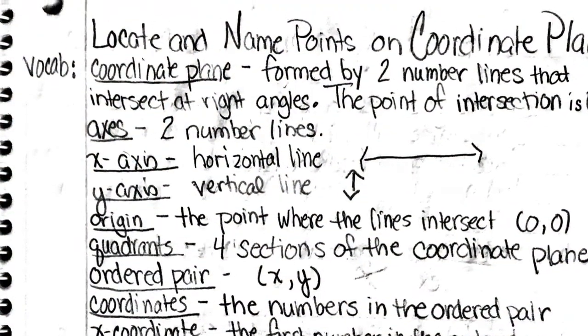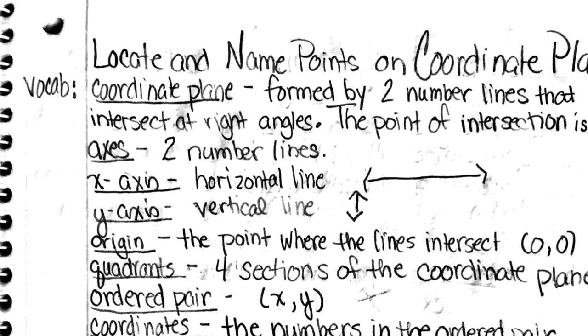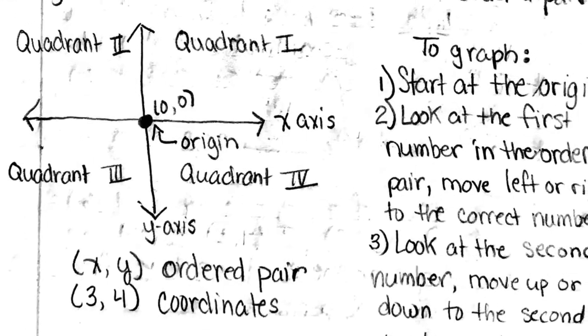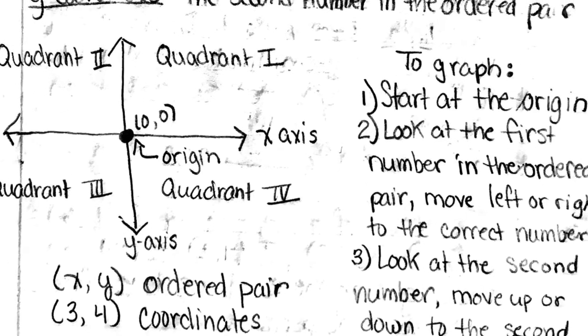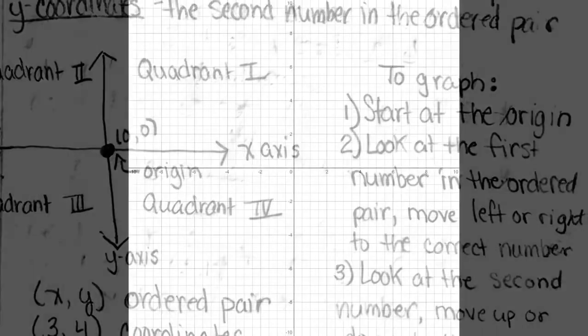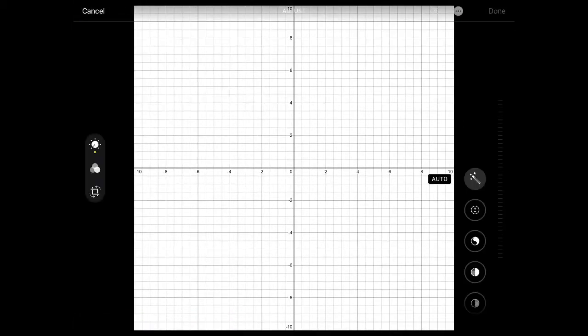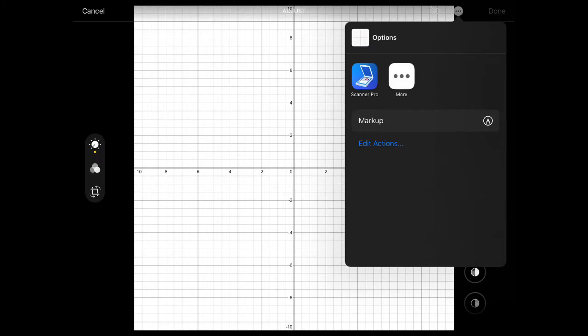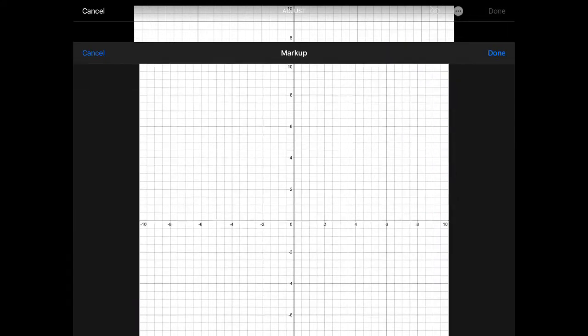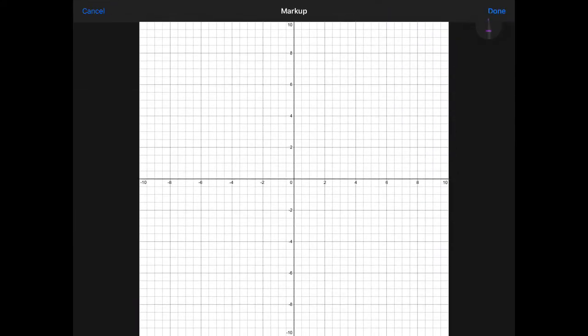Hey guys, this is your notes on the coordinate plane, your vocabulary as well as how to plot. Please take notes and be ready to go. You might want to pause this. So this is the coordinate plane. We need to talk about how to recognize the different quadrants, label the axes, and know the different parts of the coordinate plane.